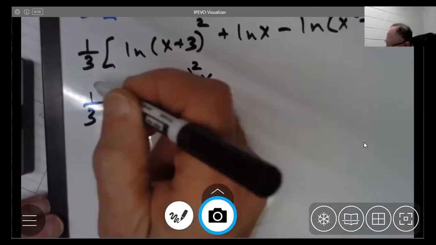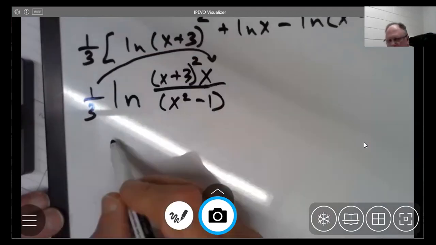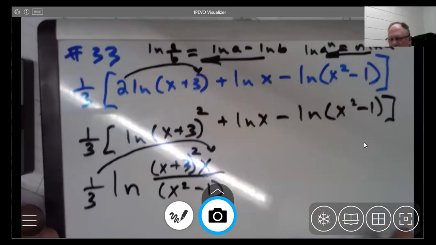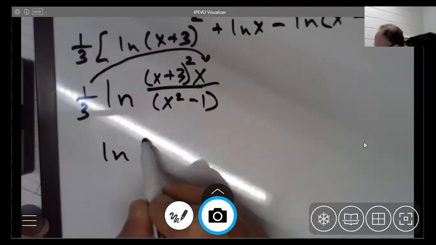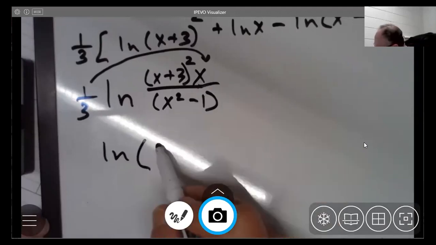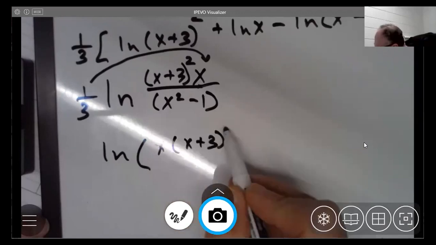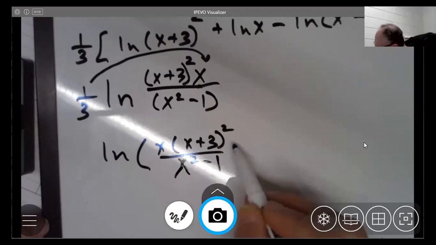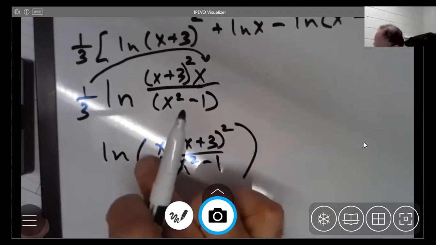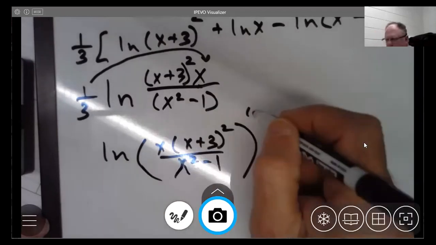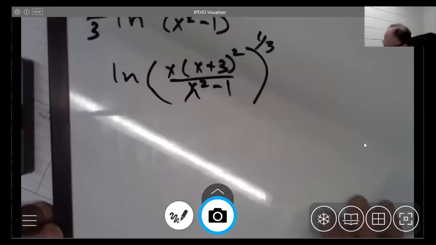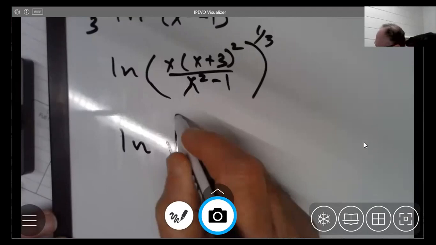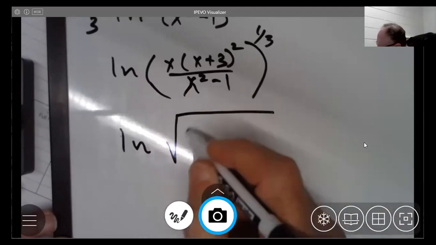Well, we still have to bring this exponent up, the 1/3, because that's what we're doing here. Okay, so we got to bring that exponent up. So that'll be natural log, and then parentheses, and I'm just going to move this x in front, x times (x plus 3) squared over x squared minus 1, make that a little bit bigger, and this 1/3 comes up as an exponent. But now we have to change it from an exponential expression to a radical expression. So this will be natural log, and this whole thing is going to go inside as the radicand.